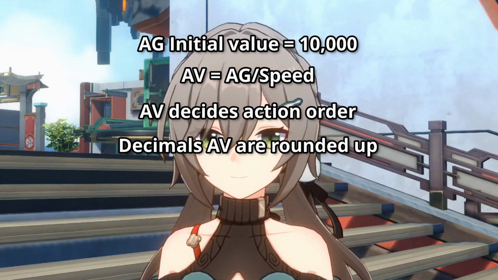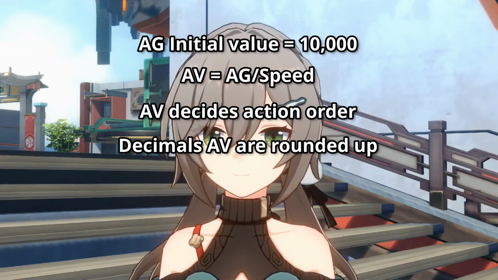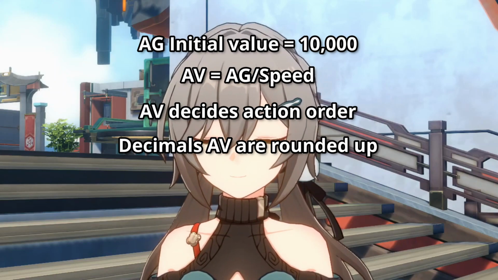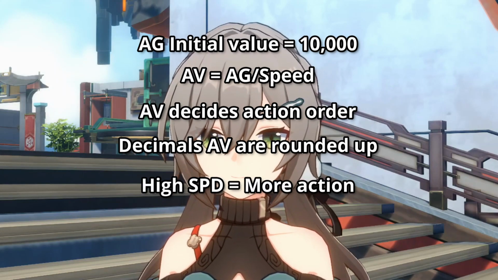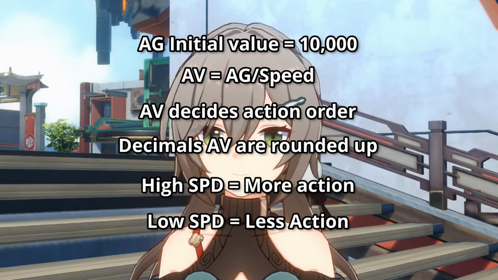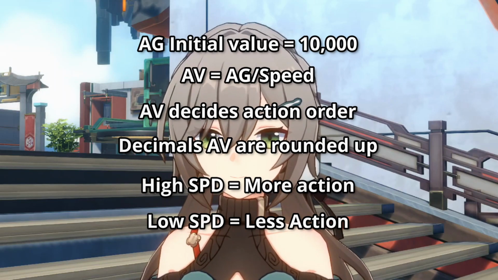Action gauge modifiers like advance and delay introduce fixed amounts to the action gauge, affecting the turn they are applied to. Speed buffs and debuffs directly impact a character's speed stat, determining their frequency of actions. Higher speed allows more actions while lower speed results in reduced activity. Understanding the interaction between speed, action value and action gauge helps determine the initial order of characters and enemies.